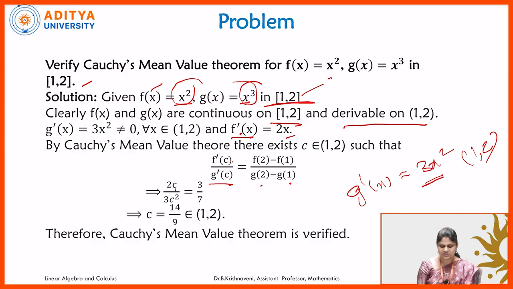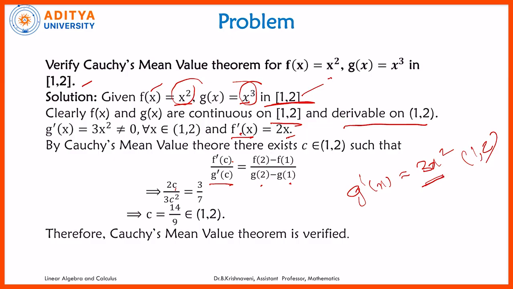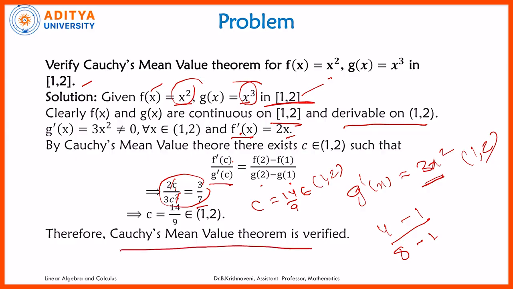g dash c is 3c square, which is equal to f of 2, that is 4, minus f of 1, that is 1, divided by g of 2, which is 8, minus 1, that is 3 by 7. Simplify to find the value of c. We got c equal to 14 by 9, which clearly belongs to the open interval 1 comma 2. Hence we can say that Cauchy mean value theorem is verified.